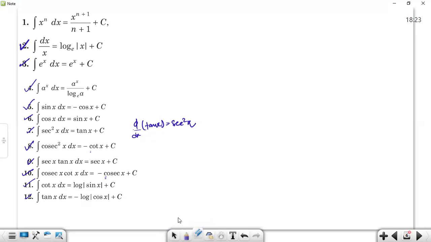So are all these formulas clear to you? Yes, sir.